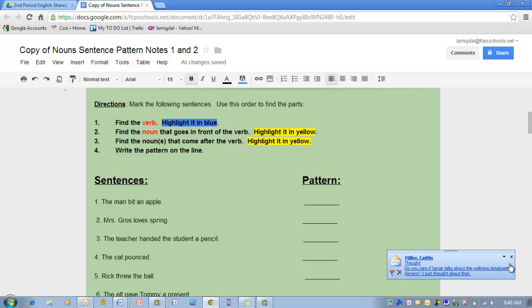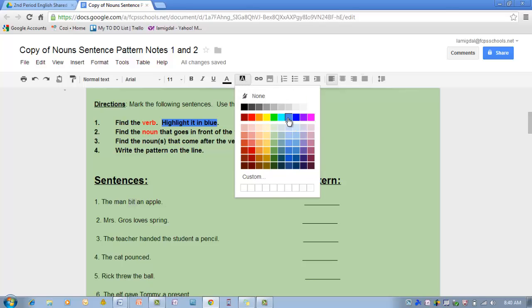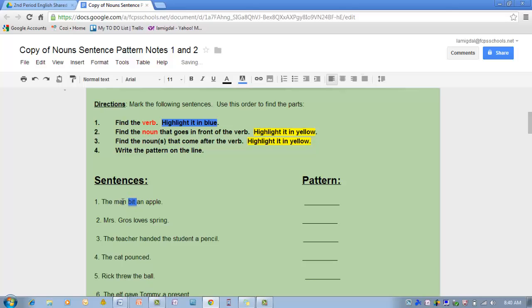Let me exit out of my email, and we'll go from here. I'm going to do the first 2 with you, and then I actually want you to turn off the video and go and do the rest, and then come back and check your answers, okay? So, the man bit an apple. The verb is bit. So I'm going to use this blue right here, first blue. And then I'm going to go in front of the verb and find a noun.